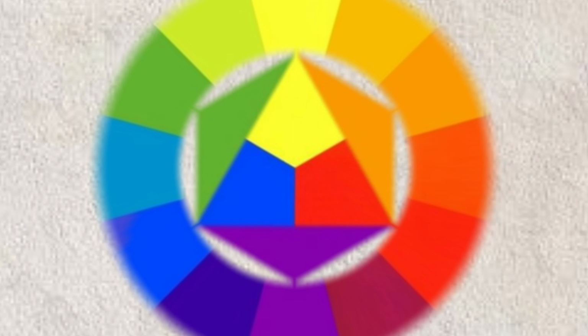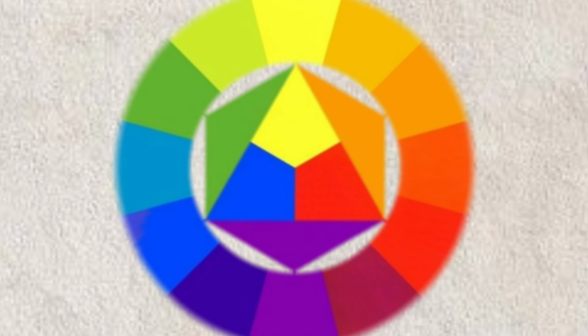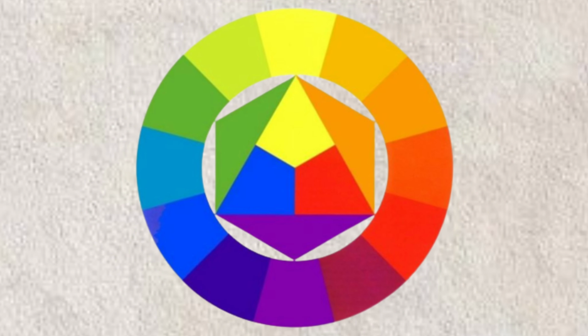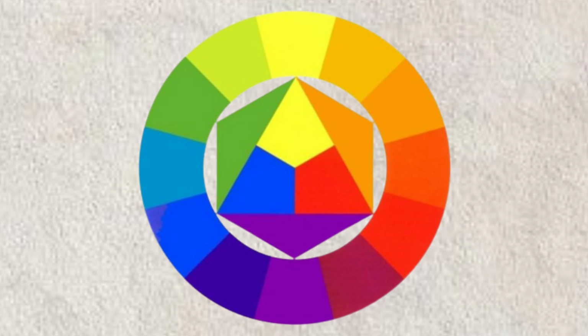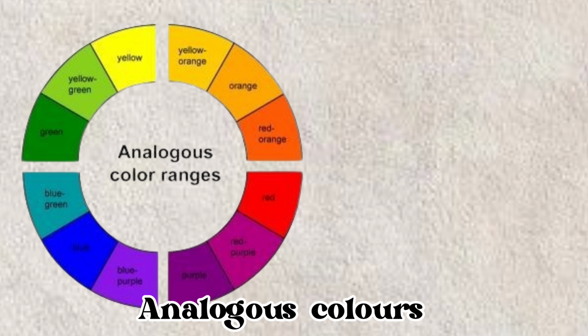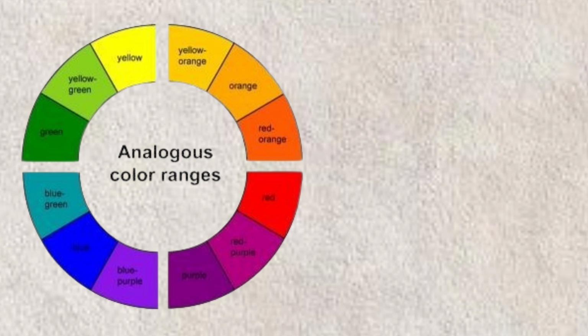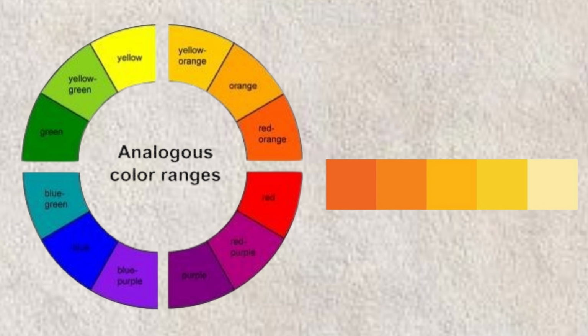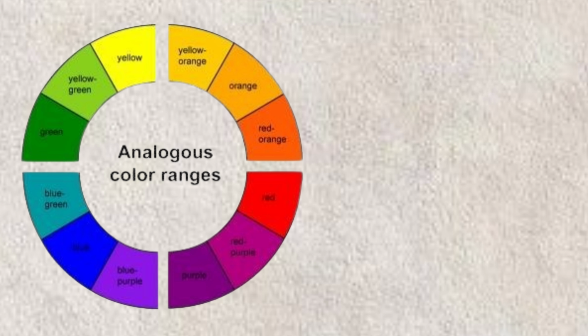So now that we've understood what a color wheel is and how the colors work together, it's time to really dive into how you can use them in fashion. So the next point is analogous color. Analogous colors are colors that are next to each other on the color wheel. They are similar to each other, so they blend with each other when paired together.